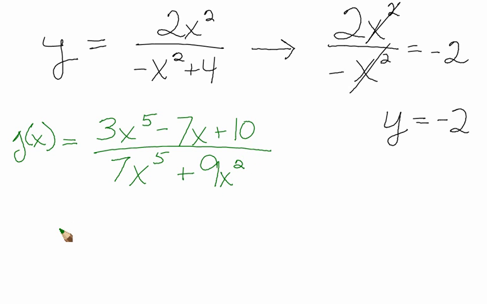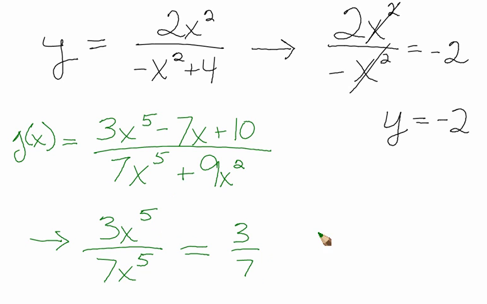Okay, so the first step is going to be to take the limit, and doing limits, we don't need anything except for the highest power of x. So 3x to the 5th is the highest power term, and 7x to the 5th is the highest power term. Once we get the highest power terms, we reduce it. This equals 3/7, and so our horizontal asymptote is y equals 3/7.